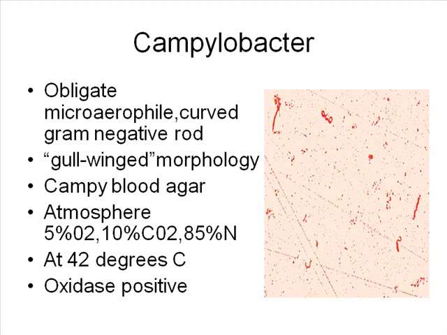I noticed a lot of labs are now doing immunoassay techniques for Campylobacter because they can identify it much easier, because they don't have to grow it. All right. It is oxidase positive. It has gull-winged morphology, so it is a curved gram-negative rod. If you see any of these buzzwords, associate it with Campylobacter.